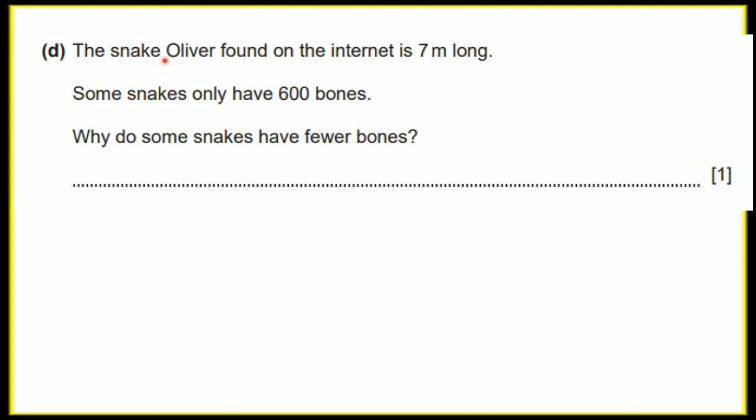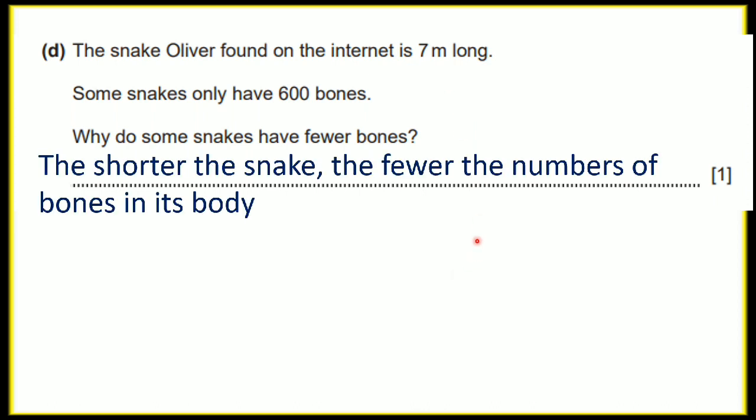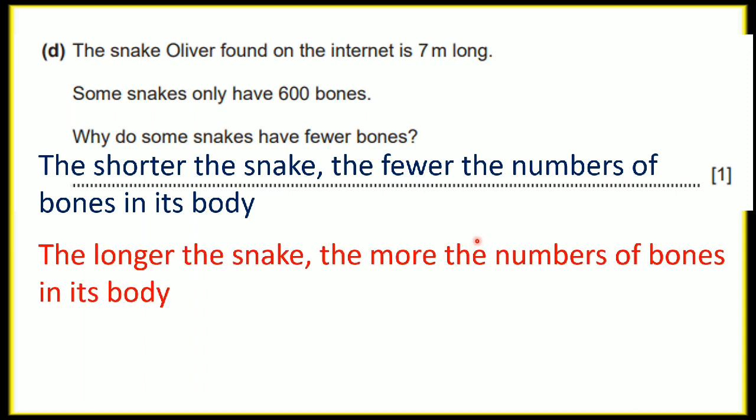The snake Oliver found on the internet is 7 meters long. Some snakes only have 600 bones. Why do some snakes have fewer bones? The shorter the snake, the fewer the number of bones in its body, because they are growing at different rates. So the longer the snake, the more the number of bones in their body.